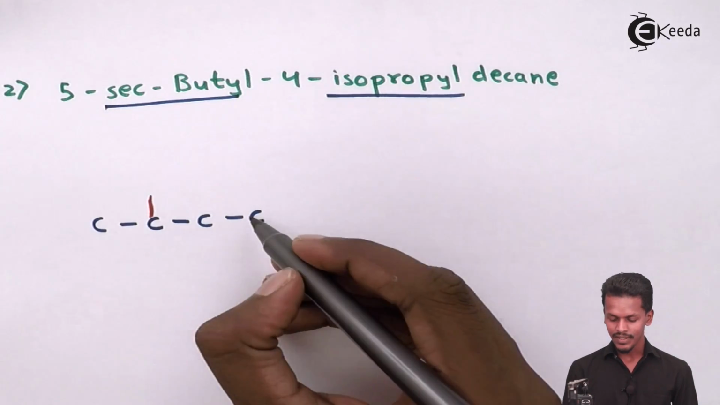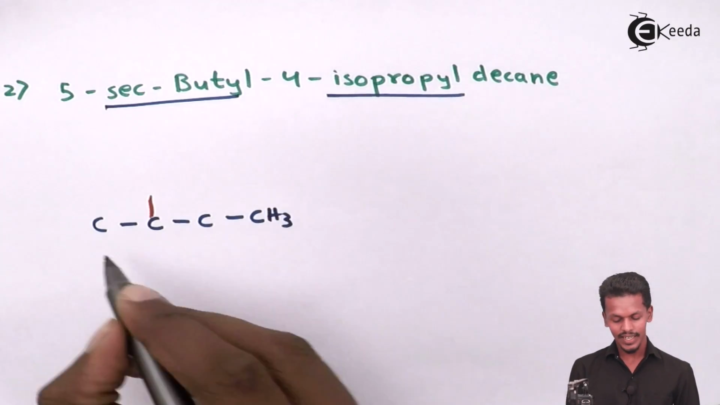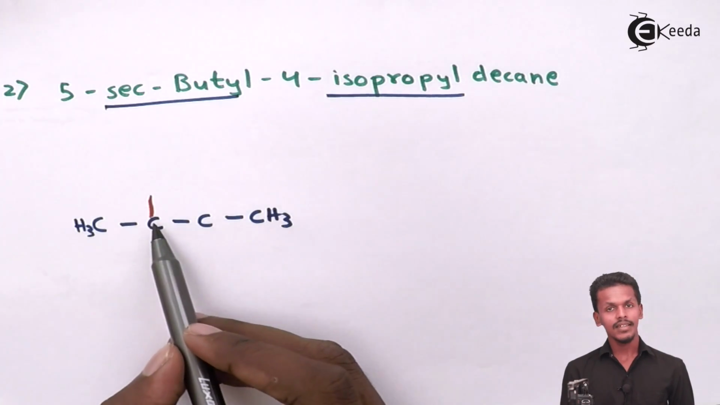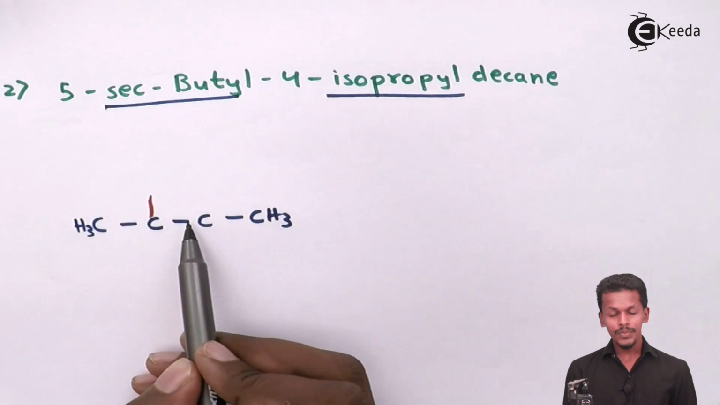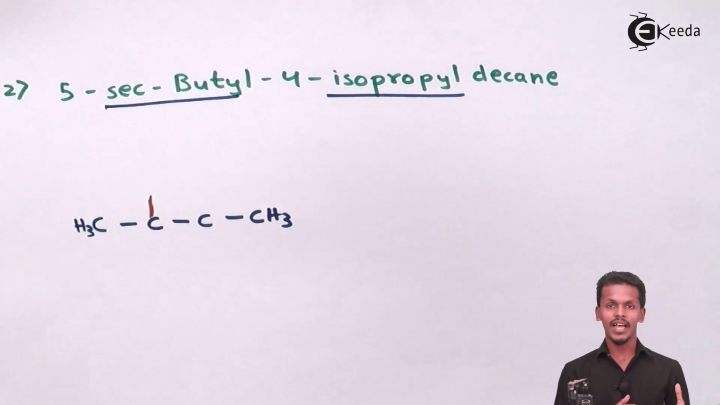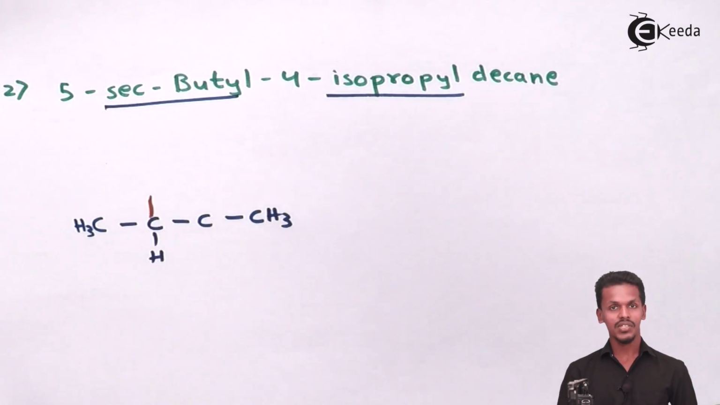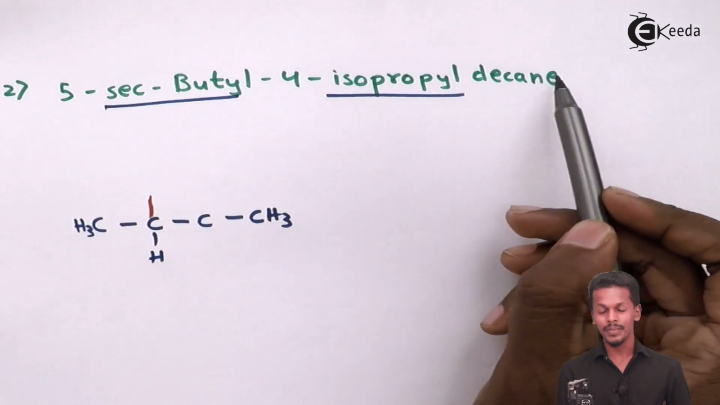So for that, since this is the primary carbon atom, it will be CH3. Again, this is the primary carbon atom, so this would be CH3, but here the number of hydrogen atoms would be basically 1. The reason is that 2 carbon atoms are occupying the valency of the carbon, and 1 will be occupied by the hydrogen, while 1, which has been represented as the red line, would be attached to the main parent hydrocarbon, that is decane.